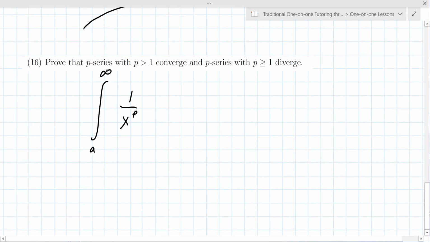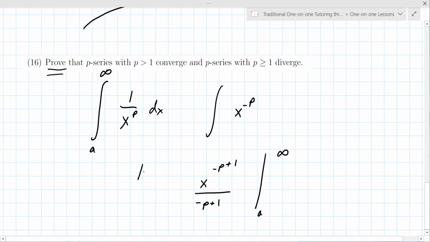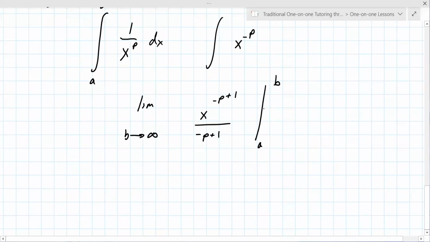A to infinity. I don't know what it means by prove here, other than if you find the antiderivative of this, which, if you recall, is really the integral of X to the minus P. You add 1 and you divide by the new exponent. And then you evaluate from A to infinity, and you take the limit. Actually, we're going to put a B up here. The limit as B approaches infinity. And then you put in the 2 bounds.